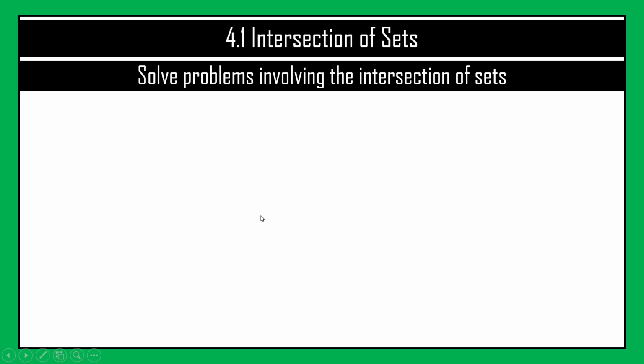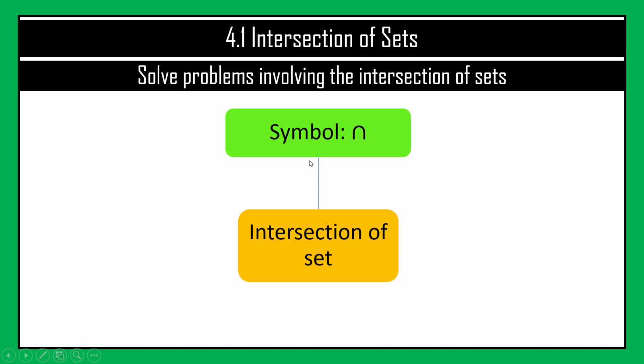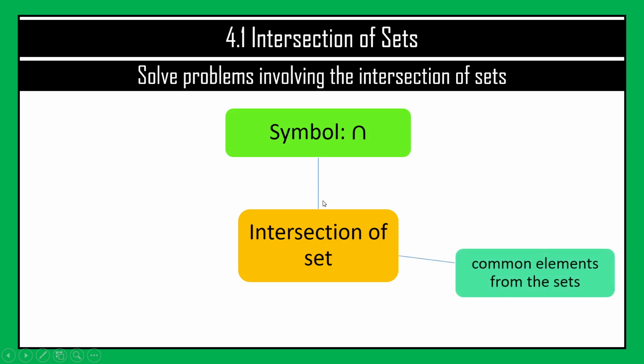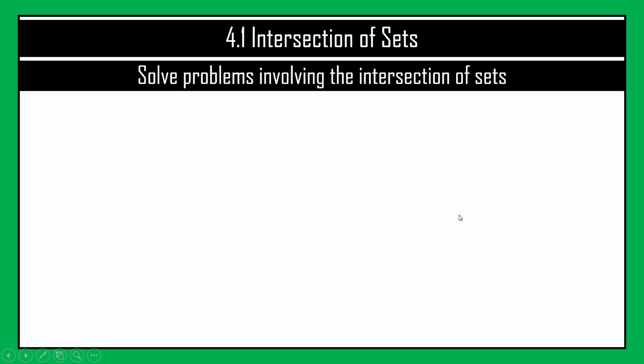Okay, before we continue, let's do some revision. Intersection of sets is denoted by this symbol, as you can see, which means the common elements from the sets. Depending on your question, sometimes there are 2 sets, sometimes there are 3 sets. And we also learn about the complement of sets, which is denoted by the apostrophe symbol. Okay, let's answer some questions.